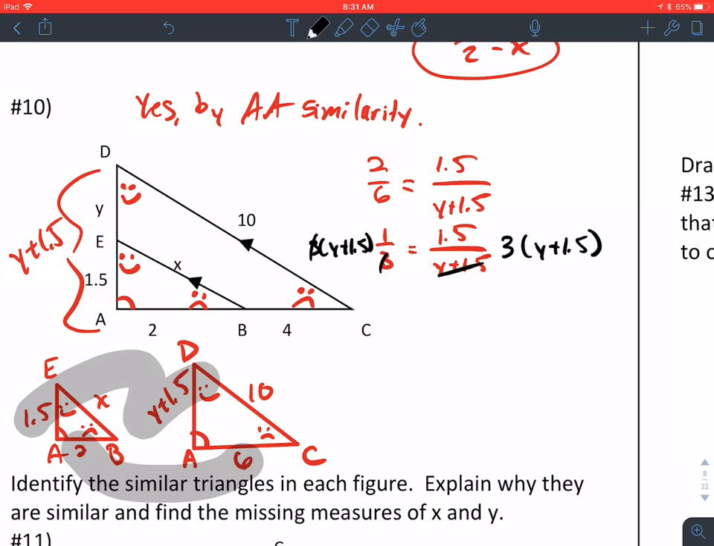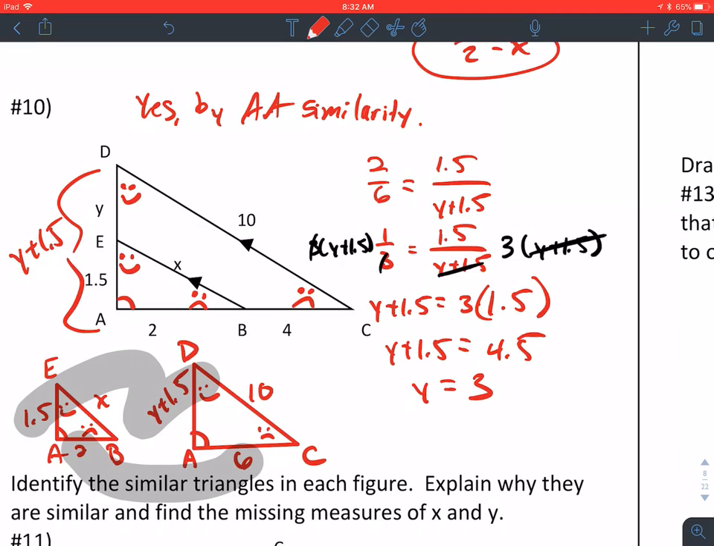On the left, the 3's cancel. On the right, the y plus 1.5's cancel. We end up with y plus 1.5 equals 3 times 1.5, which is y plus 1.5 equals 4.5. If I subtract 1.5 from both sides, I get y is 3.